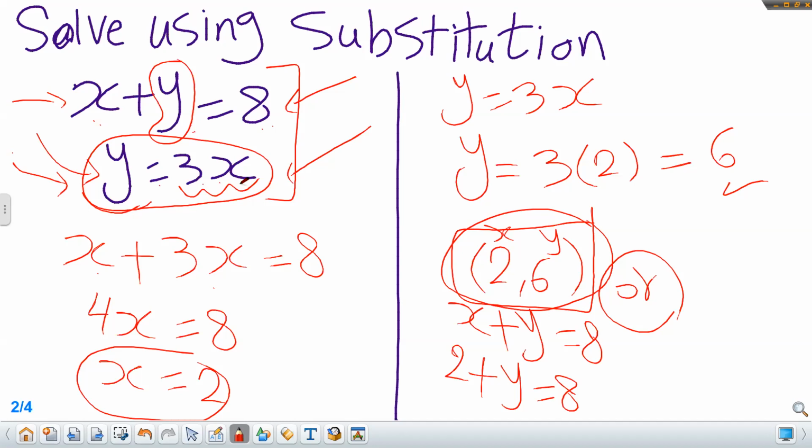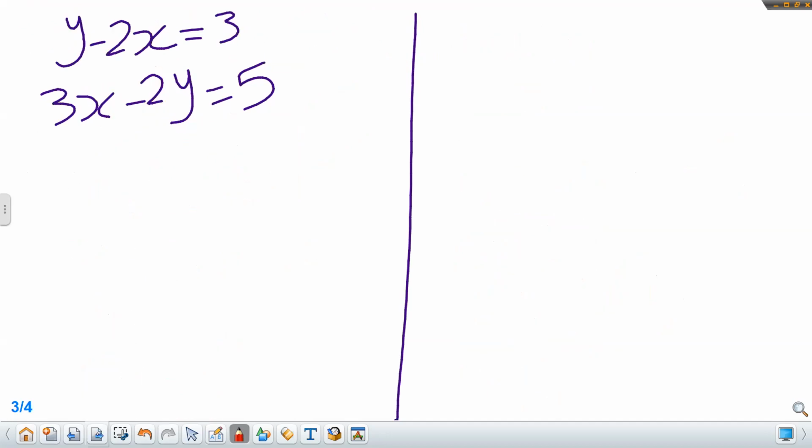Okay, good. Another example: y minus 2x equals 3 and 3x minus 2y equals 5. How to solve it using substitution? First, select one of the two equations. Then put y or x individual on a side.